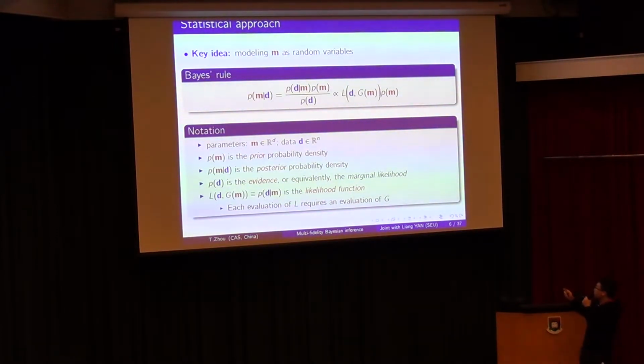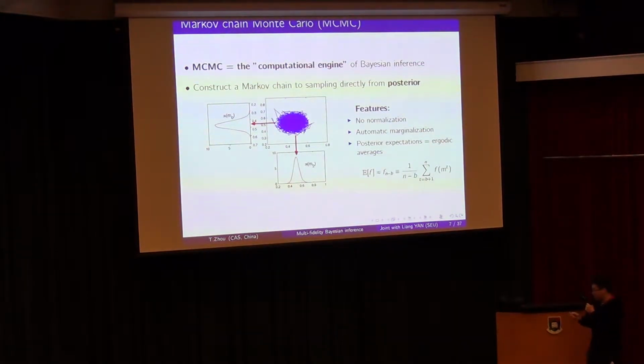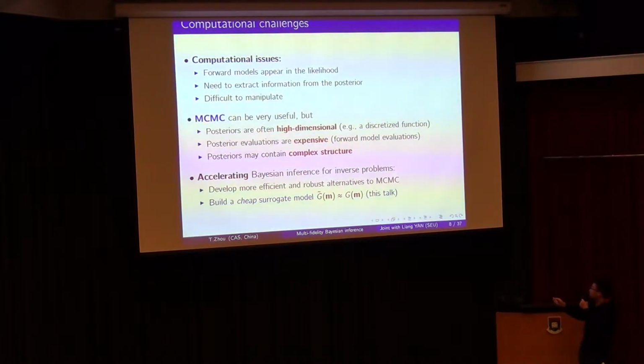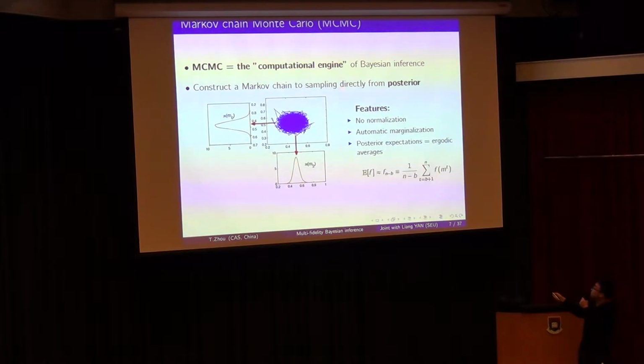But here, the full model goes through the likelihood function, so when you solve this problem you also need to solve the full model many times. The main tool for Bayesian problems is the MCMC approach, where you sample directly from the posterior. Again, in this sampling procedure, you have to solve the forward model, the full model, a lot of times.